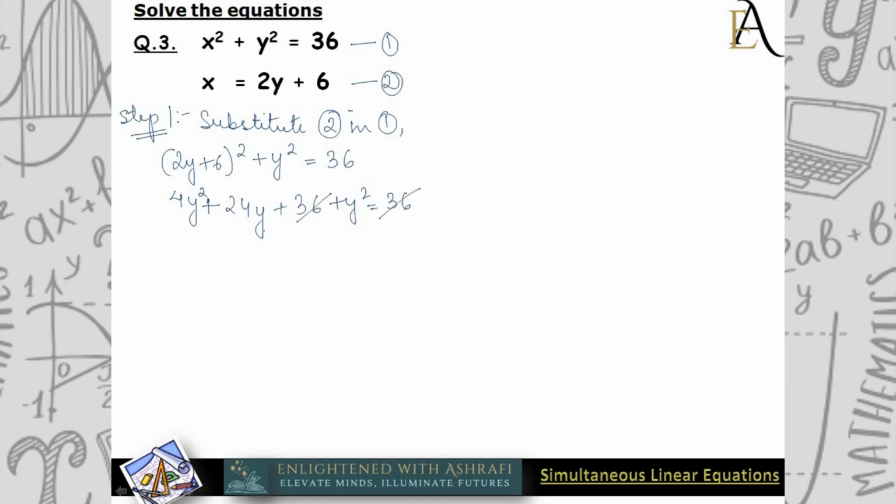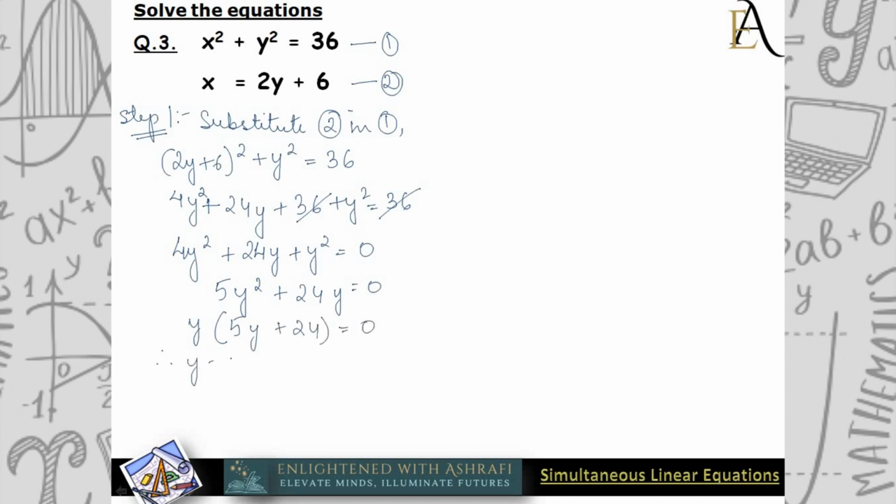36 and 36 can cancel, plus 36 goes on the other side and becomes minus 36. You cancel it off. We are left with 4y square plus 24y plus y square equals to 0. 4y square plus y square will become 5y square plus 24y equals to 0. So let's remove y, that is common. So we get 5y plus 24 equals to 0.